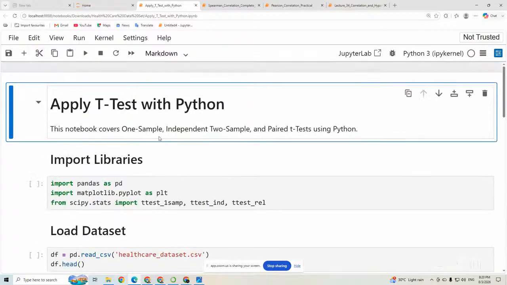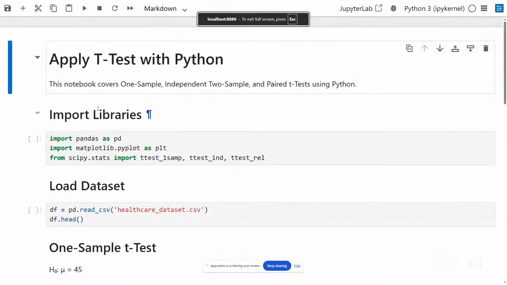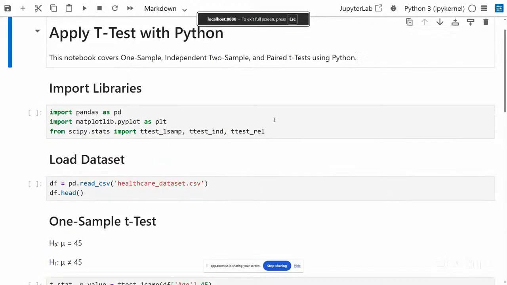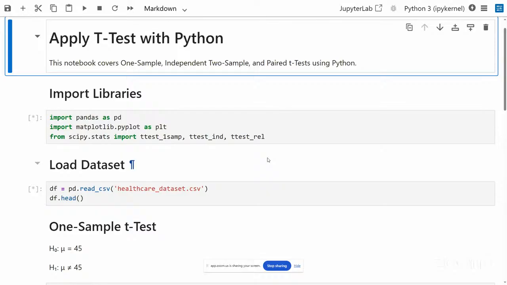So here we are applying the t-test with Python. Here we have one sample, independent two sample, and paired t-test using Python. All the three tests are here, and it's quite simple to apply. So I will execute this entire file.